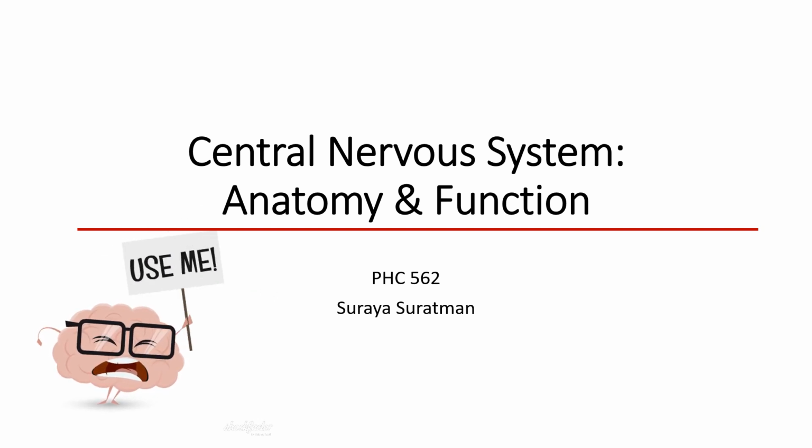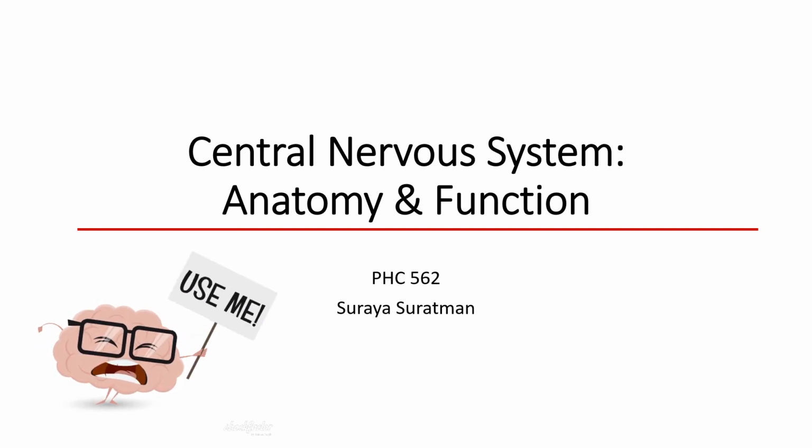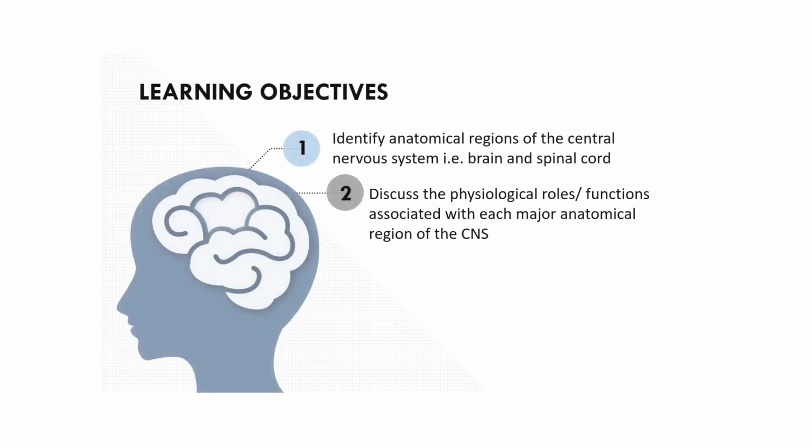In this very first video for PHC 562, we're going to look at the anatomy and function of the central nervous system. First and foremost, these are the learning objectives. By the end of this lecture, you should be able to identify the major anatomical regions of the central nervous system, and you should be able to discuss the physiological roles and functions associated with each region of the CNS.